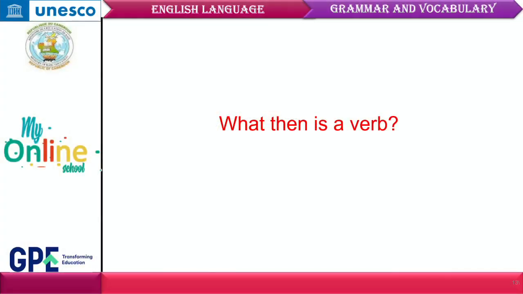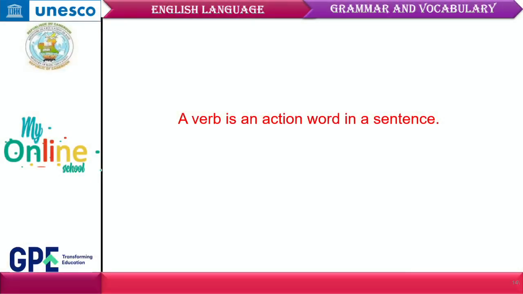So, what therefore is a verb? Good job. Let's check it out. A verb is an action word in a sentence.